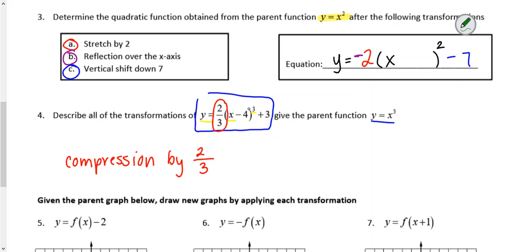I also have a -4 inside parentheses. So inside the parentheses, it's opposite. Minus really means I went to the right 4. And finally, I have the +3 at the end, and that tells me I went up 3.